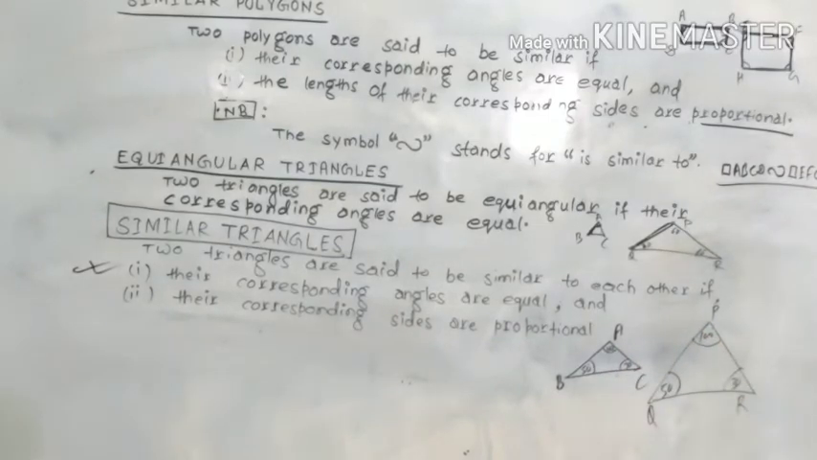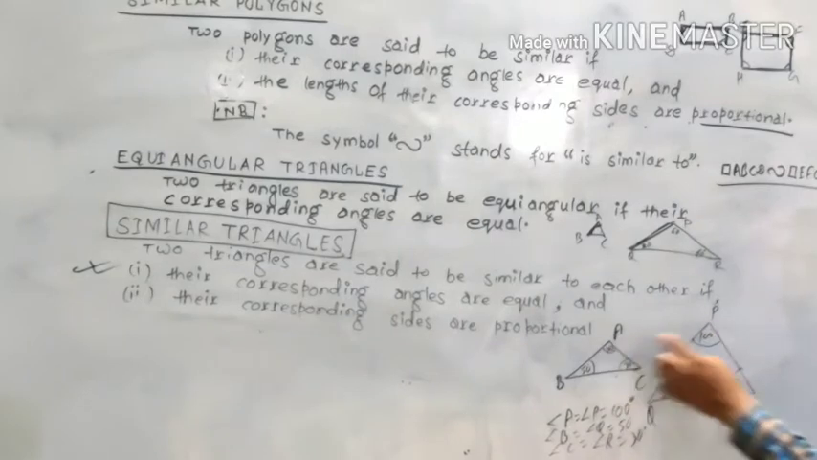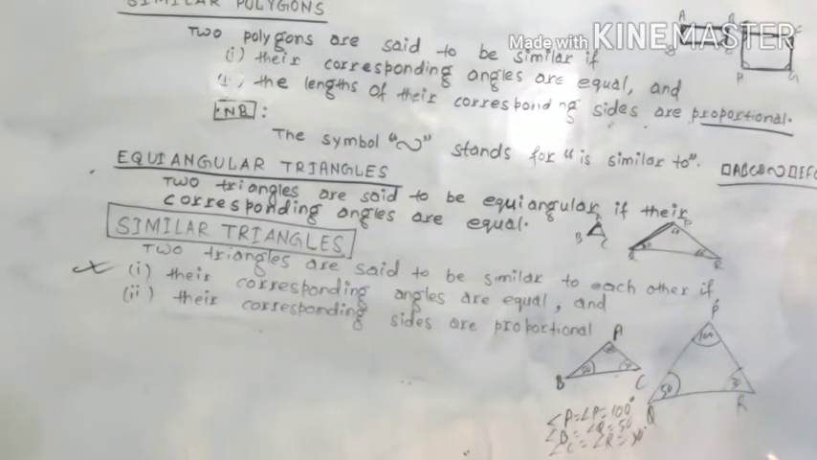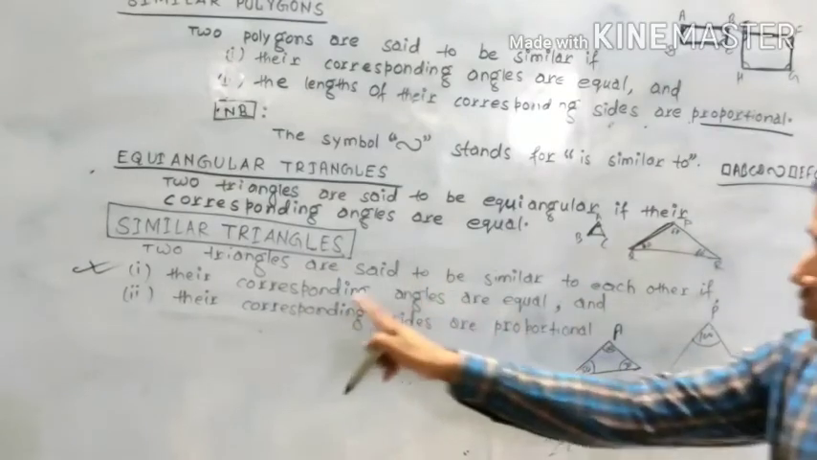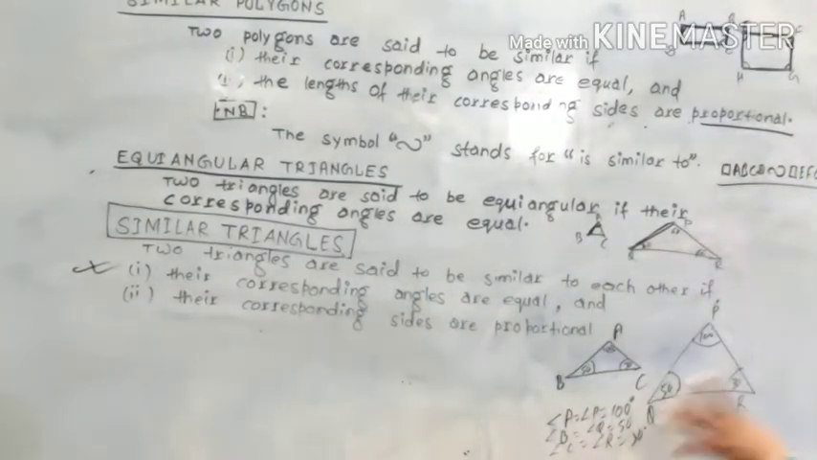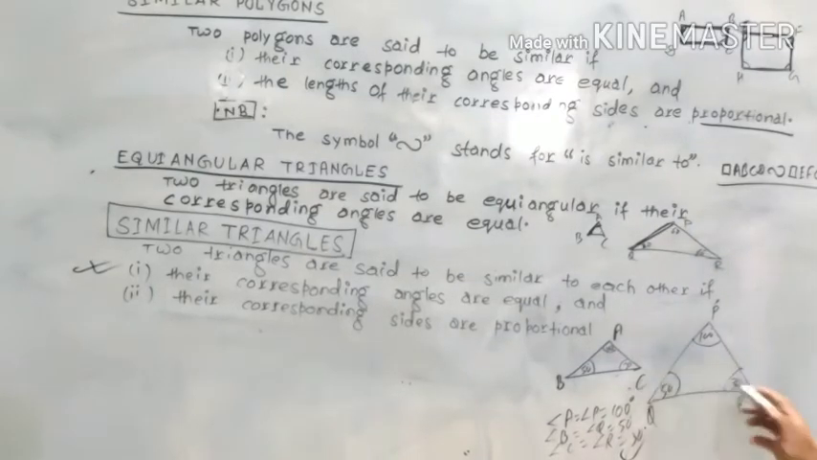Angle A equals angle P equals 100 degrees. Angle B equals angle Q equals 50 degrees, and angle C equals angle R equals 30 degrees. Dear student, concentrate. All the corresponding angles are equal to each other. Then two triangles are said to be similar if their corresponding angles are equal, all corresponding angles of both triangles.